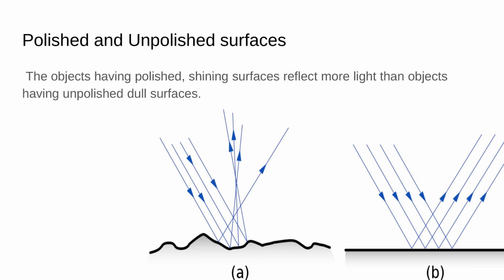Now let's come to a polished or an unpolished surface. The objects having polished, shiny surfaces, like we saw the water body in the previous clip, reflect more light than objects having rough and unpolished, dull surfaces, like in figure A.